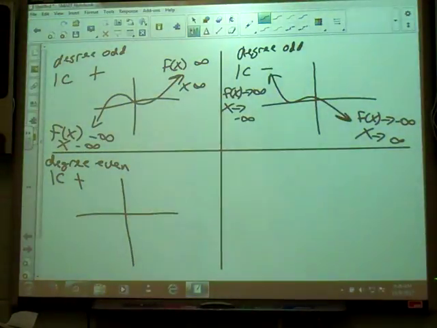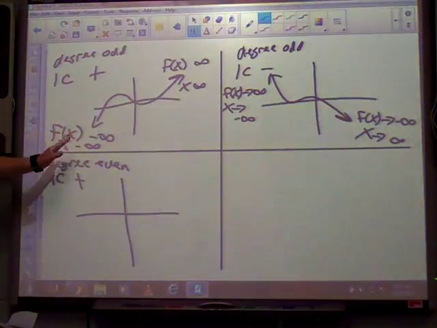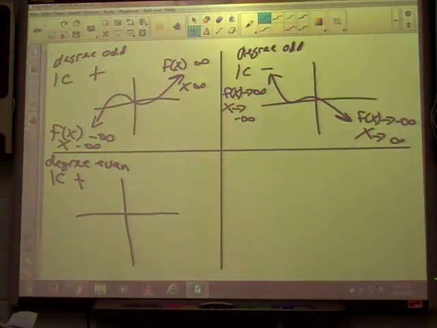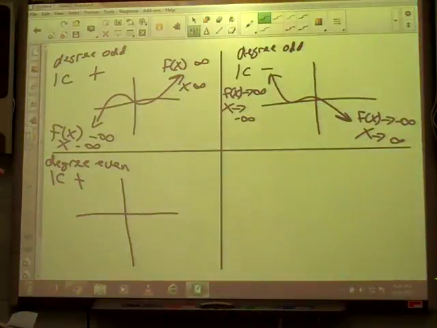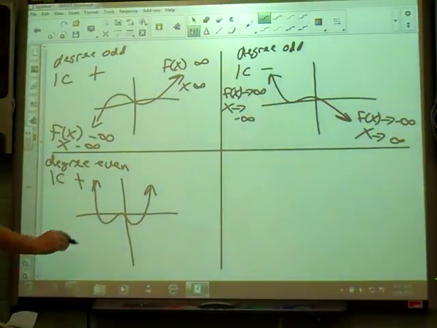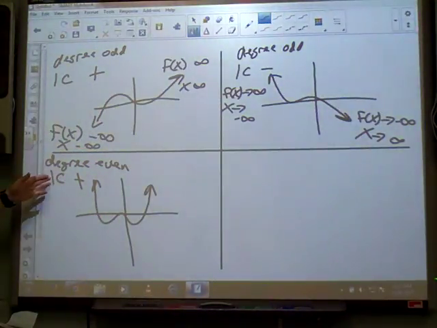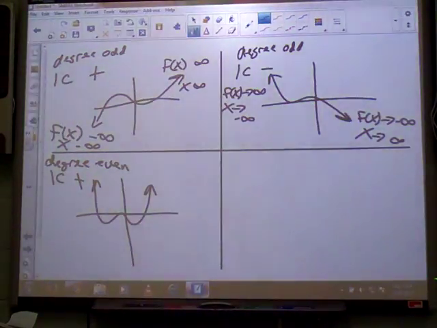Alright, when our degree's even, think about what we just did with quadratics. That's a second power, a degree that's even. The ends on our parabolas always either went up or down. They went the same direction, right? So if it's an even degree, our ends are always going to go the same direction. If the leading coefficient is positive, it's going to open up. So it could look something like that, because both of them are going up, the same direction. Leading coefficient's positive, so it points up.